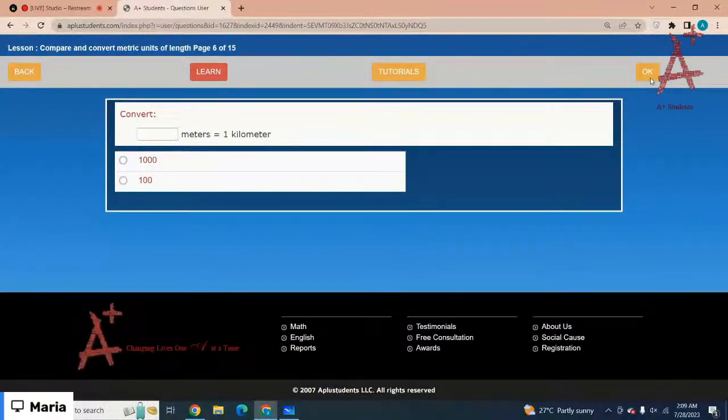1 kilometer equals how many meters? 1 kilometer equals 1000 meters. The correct option is 1000 meters.